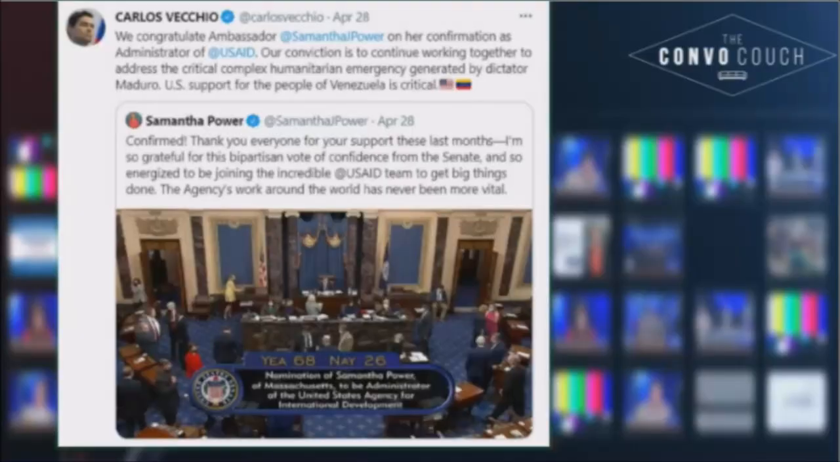And I just want to finish up on a couple of things, because on April 28th, Samantha Power said, "Confirmed. Thank you, everyone, for your support these last months. I'm so grateful for this bipartisan vote of confidence from the Senate. I'm so energized to be joining the incredible USAID team to get big things done. The agency's work around the world has never been more vital." So there you go, and she was voted in.